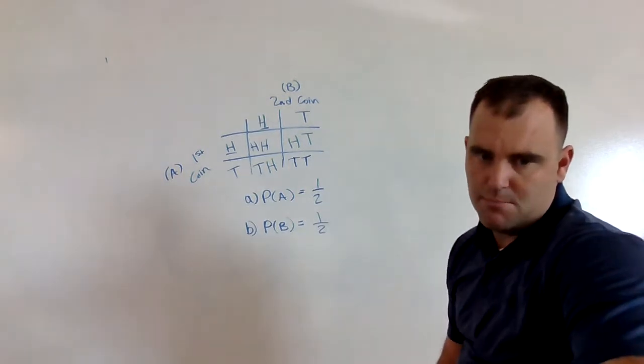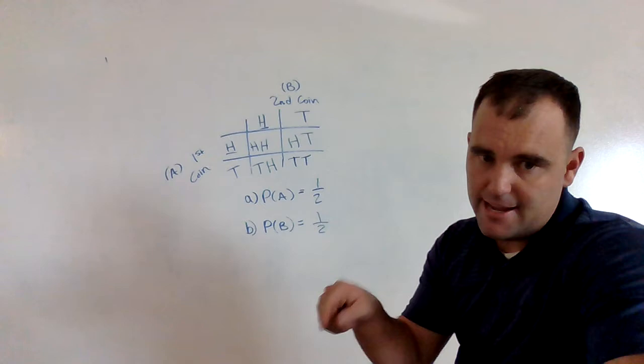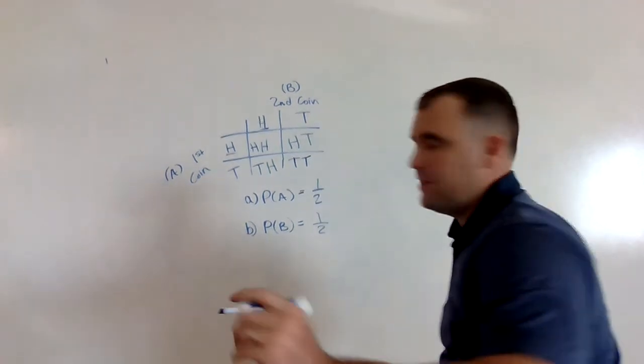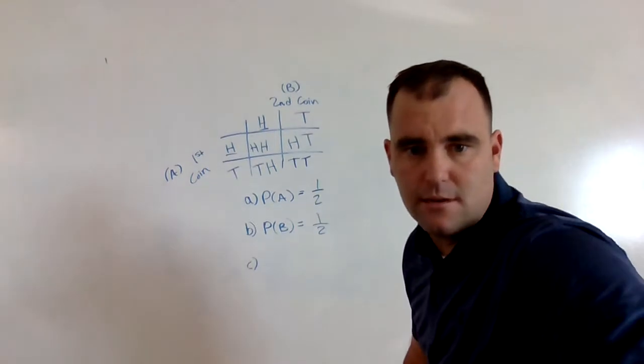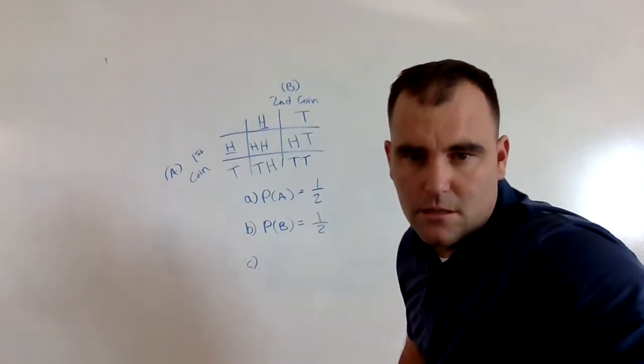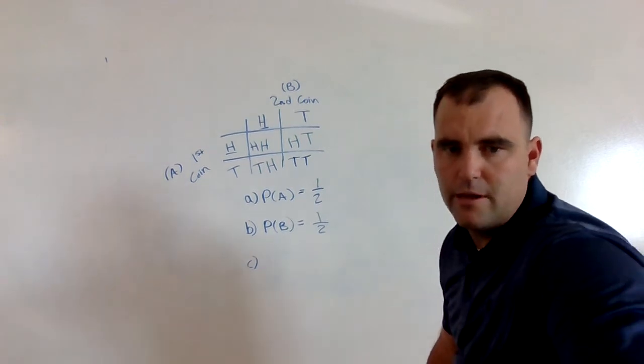C is asking, what is the probability of a heads up result for the first coin flip and a tails up result for the second coin flip? So what this looks like is, let me make sure you guys can still see this. Let's see. Yep, okay, we're still good.